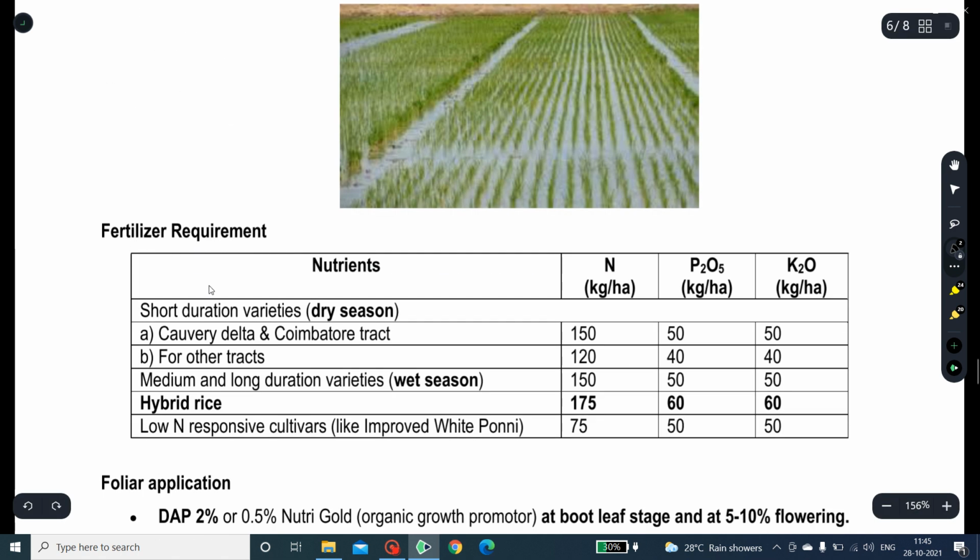The fertilizer requirement is 150:50:50 for dry duration varieties, 150:50:50 for medium and long duration varieties, and 175:60:60 for hybrid rice. For low nitrogen responsive cultivars like improved White Ponni, it is 75:50:50.